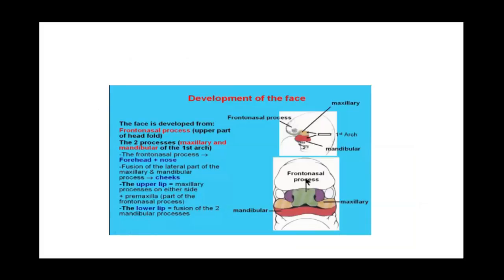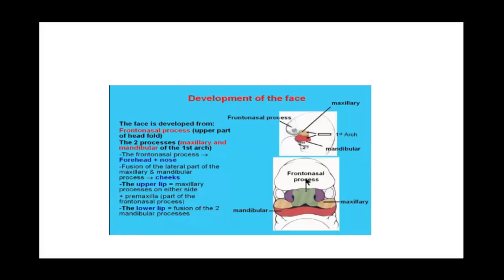So the face is developed from the frontonasal process, the upper part of the head fold. It's going to form your forehead, that is the frontal part, and the nasal part of the frontonasal process is going to develop into the area where you are ultimately going to have the development of the nose. So you can say the frontal portion is going to develop into the dorsum of the nose, and then you have the tip of the nose, then the ala or the sides, and the septum. So respectively you are going to have these different parts coming from the nasal process. The two processes, maxillary and mandibular, are from the first arch.